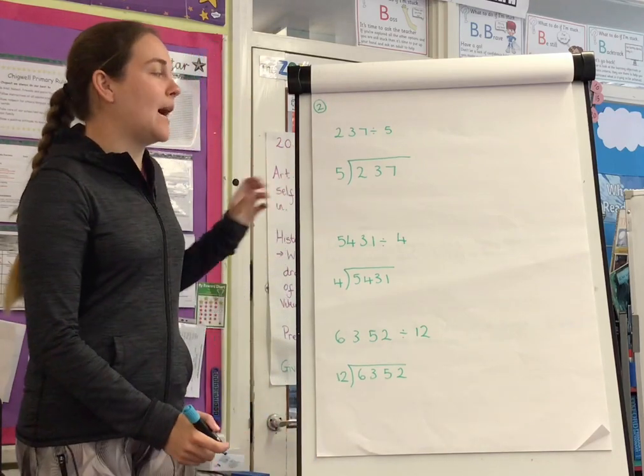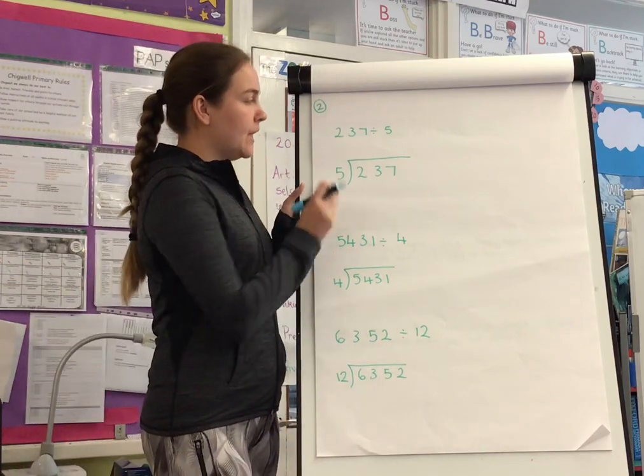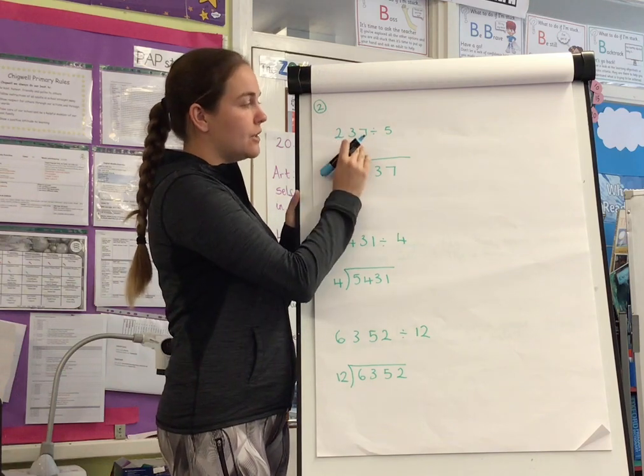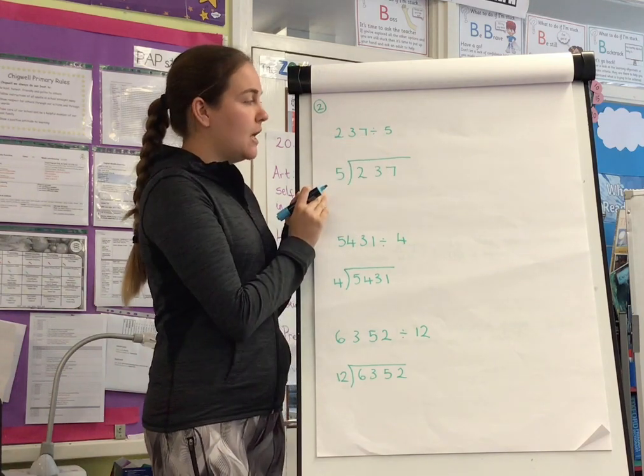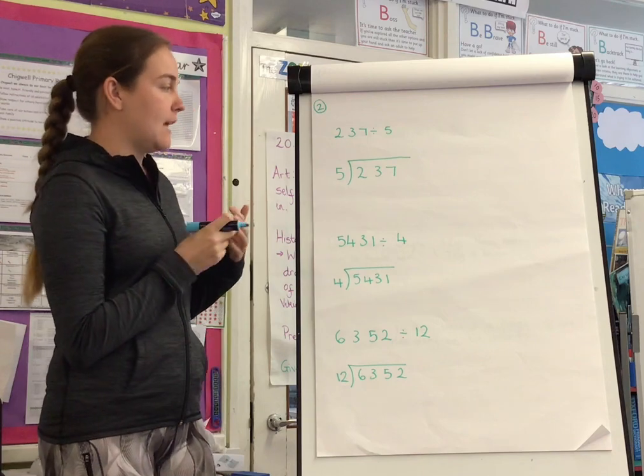Today we're going to recap how to do short division with remainders. So my first question that we're going to go through is 237 divided by 5. What I've got to do is think of my 5 times table facts and use these to help me.